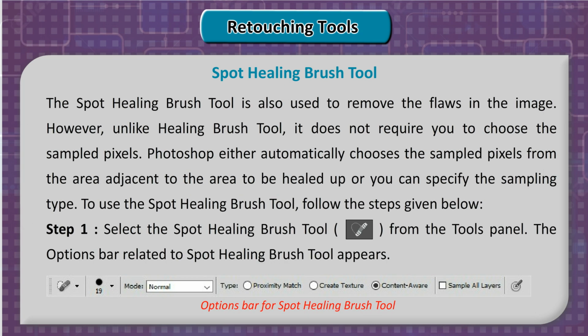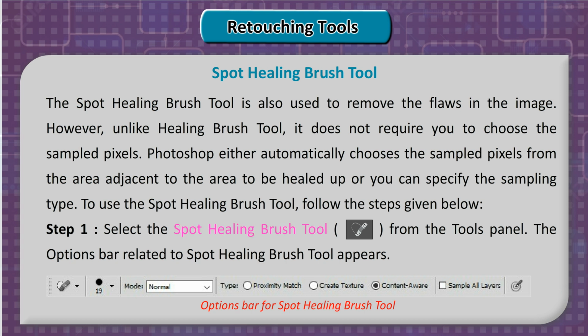Spot healing brush tool. The spot healing brush tool is also used to remove the flaws in the image. However, unlike healing brush tool, it does not require you to choose the sampled pixels. Photoshop either automatically chooses the sampled pixels from the area adjacent to the area to be healed up, or you can specify the sampling type. To use the spot healing brush tool, follow the steps given below.